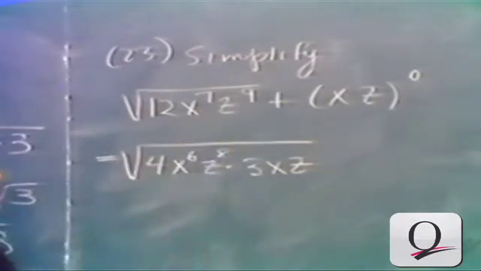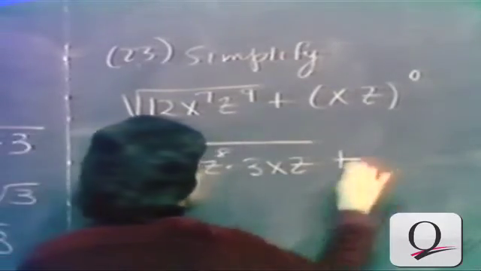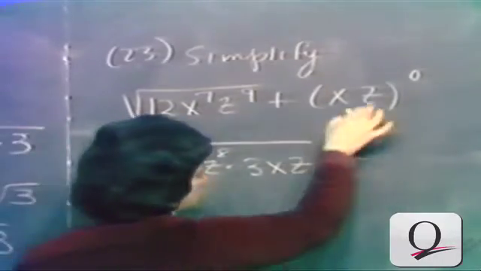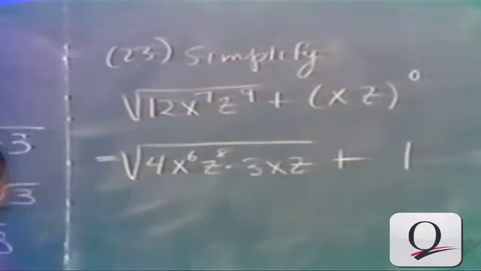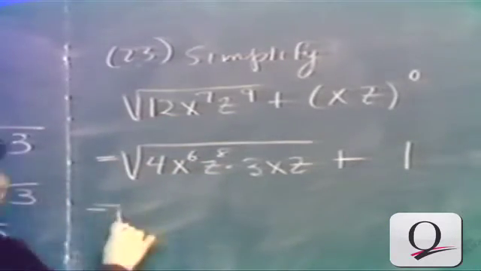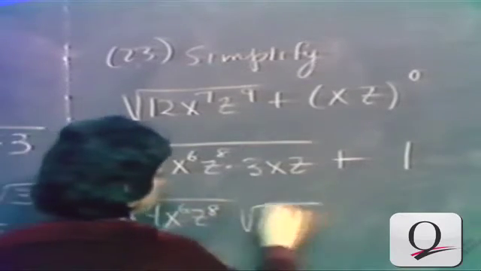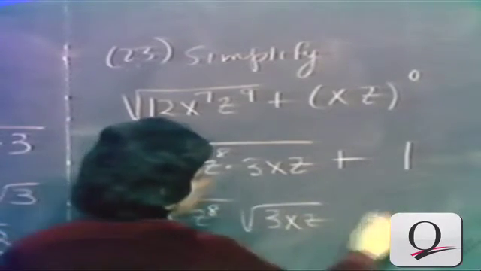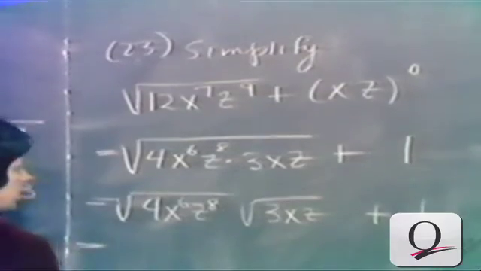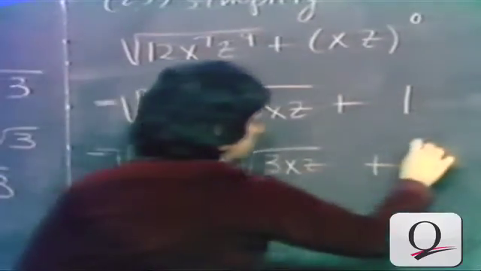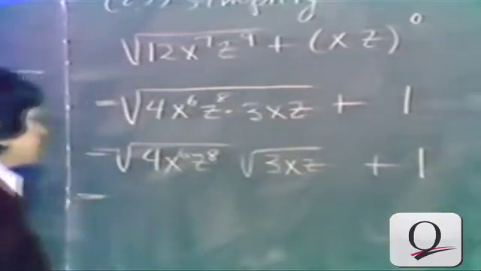to get 12x to the 7th, z to the 9th, plus now xz to the 0. This to the 0 power is just going to be 1. It's going to be the square root of 4x to the 6th, z to the 8th, times the square root of 3xz, plus 1. Make sure you can see that.